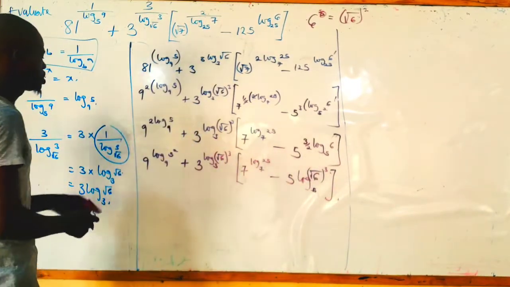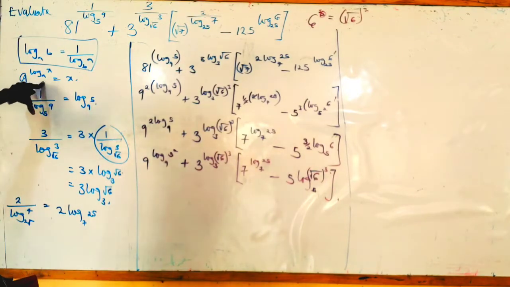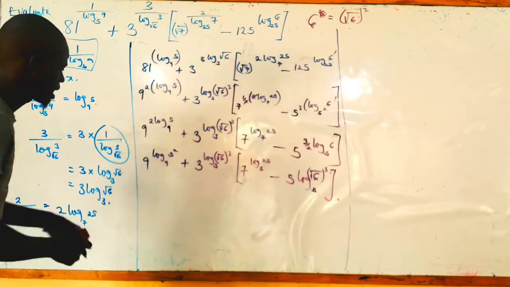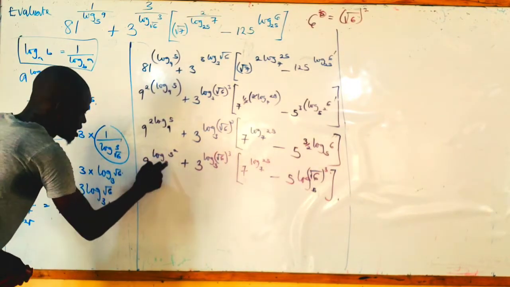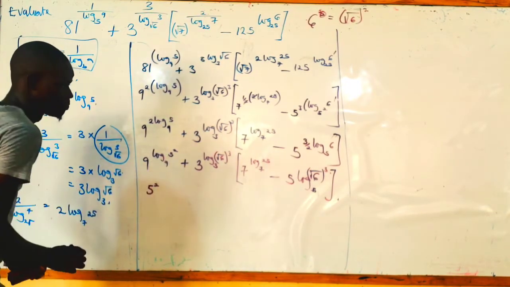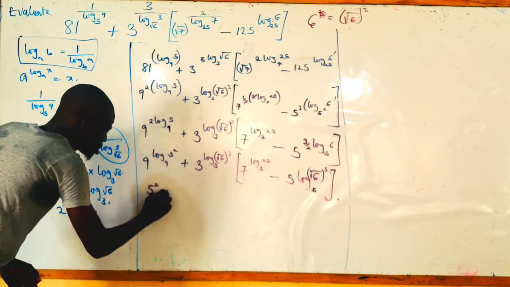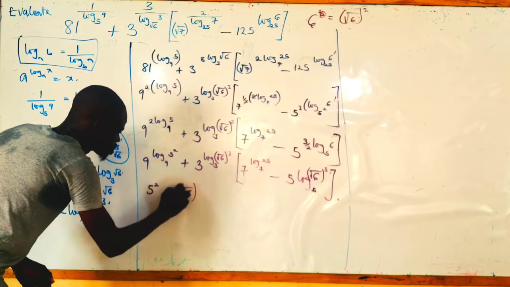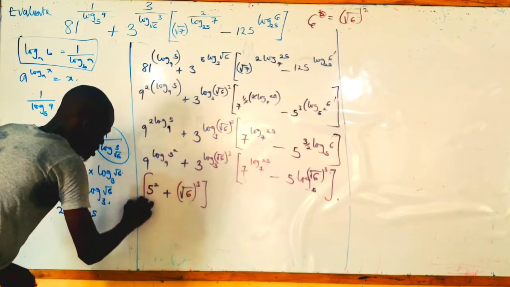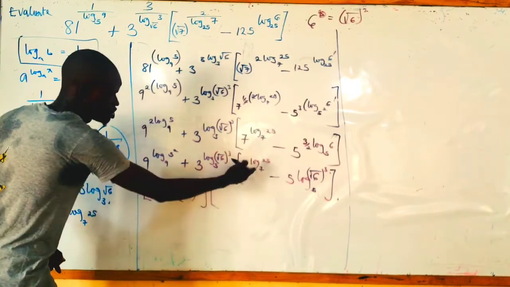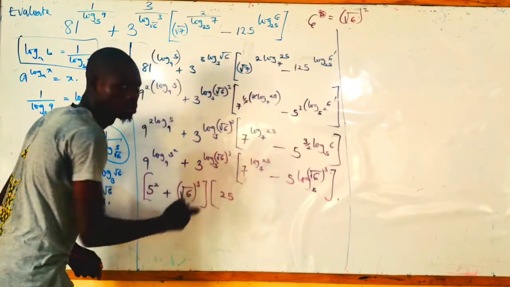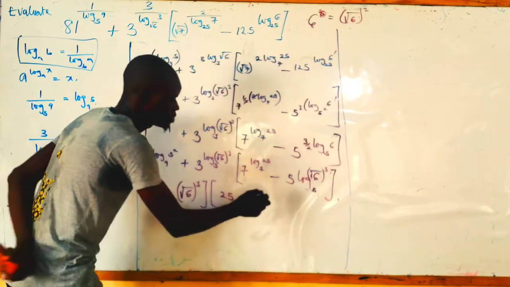Now, applying your law that if I have a log x base a, since if you check here the base of this log and this base is equal, I can easily eliminate this log by saying everything equals 5 squared. The same thing applies here, this is base 3, this is also base 3, then this one is plus root 6 raised to the power of 3. This multiplied by this will simply give rise to 25.